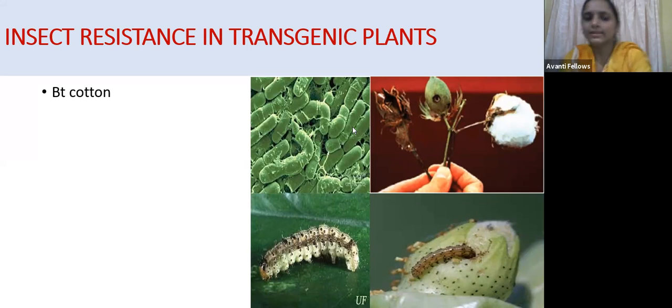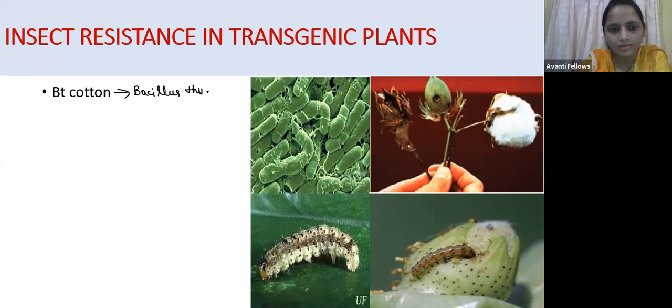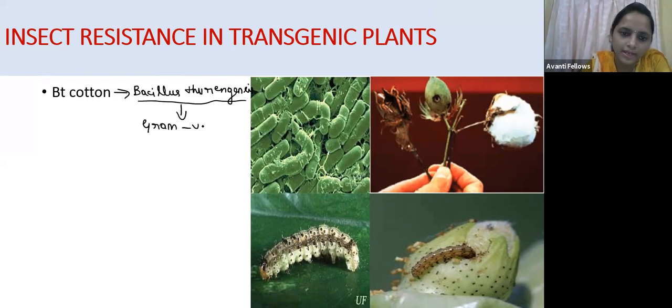Yes, it is Bacillus thuringiensis, right? BT means Bacillus thuringiensis. Yes, Akanksha, correct. So guys, here Bacillus thuringiensis is the bacteria. It is a gram-negative, rod-shaped bacteria.